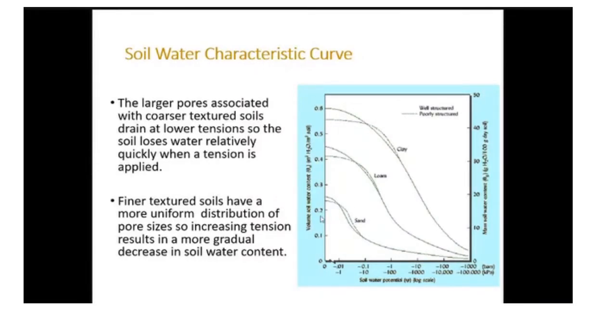If you look at the finer texture, you would find that it has a more uniform distribution of the pore sizes, and therefore the gradual increase in the tension actually leads to a gradual decrease in the soil moisture content. Why? Because this one has smaller pores, more uniform, and therefore it doesn't drain very fast as compared to the sandy soil.